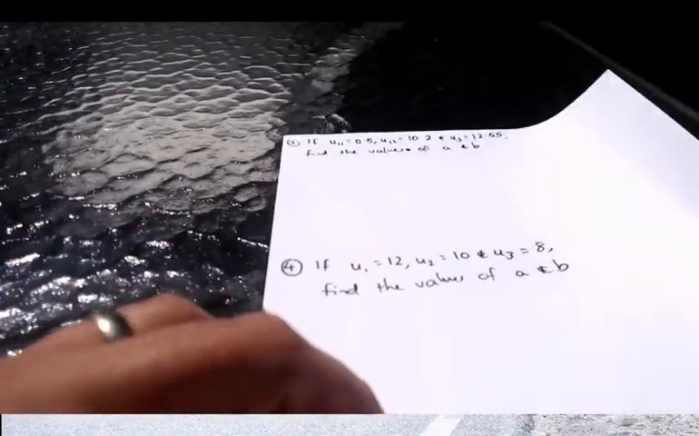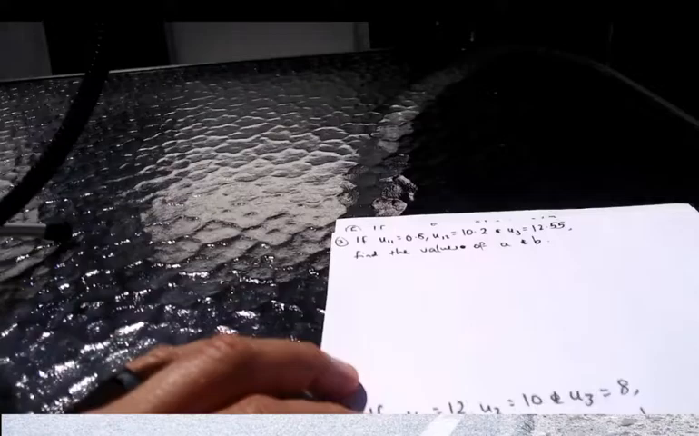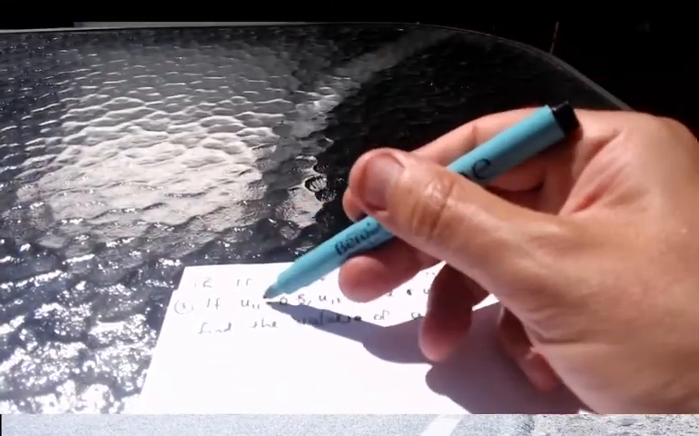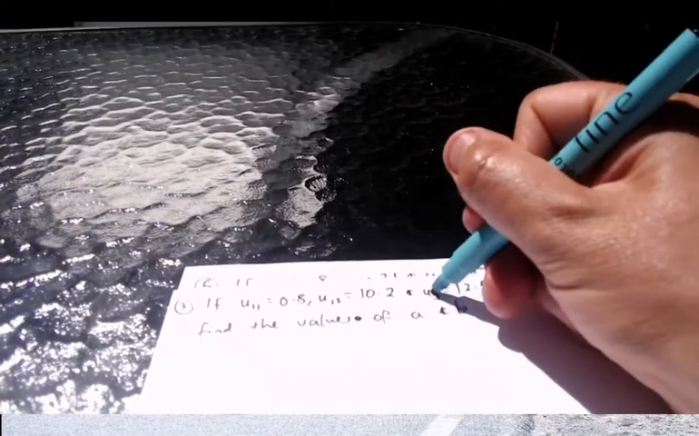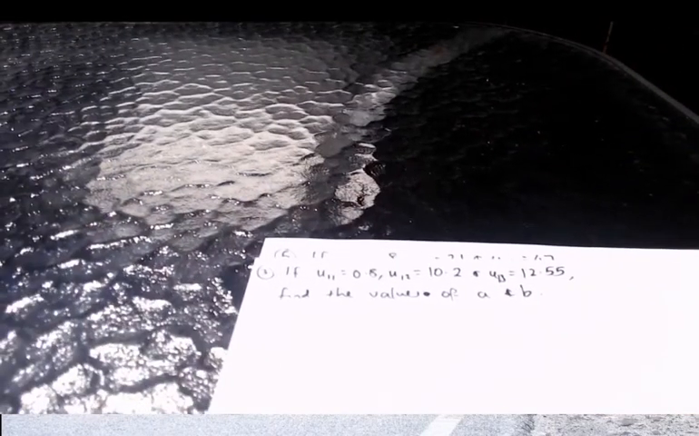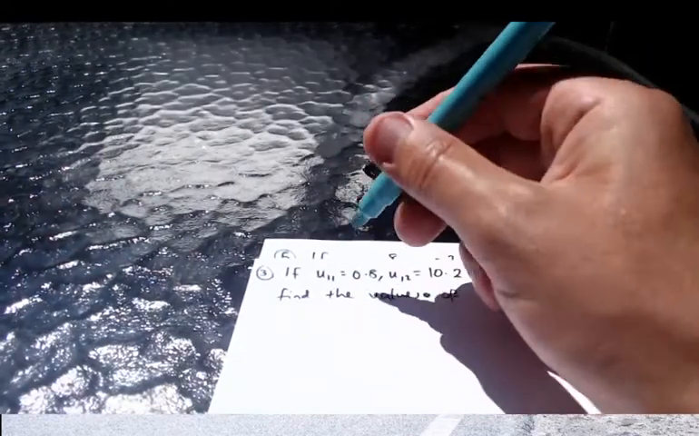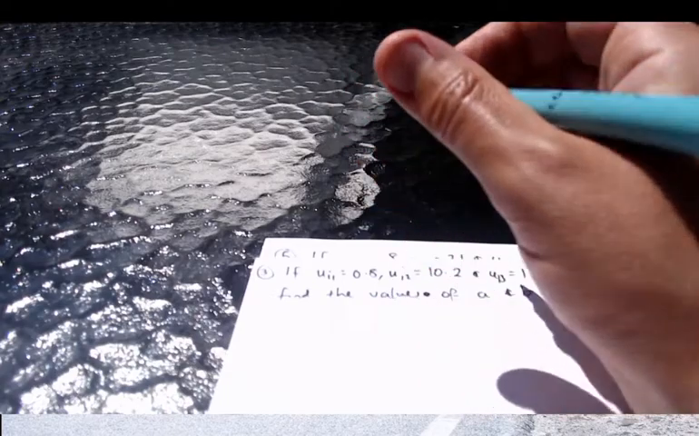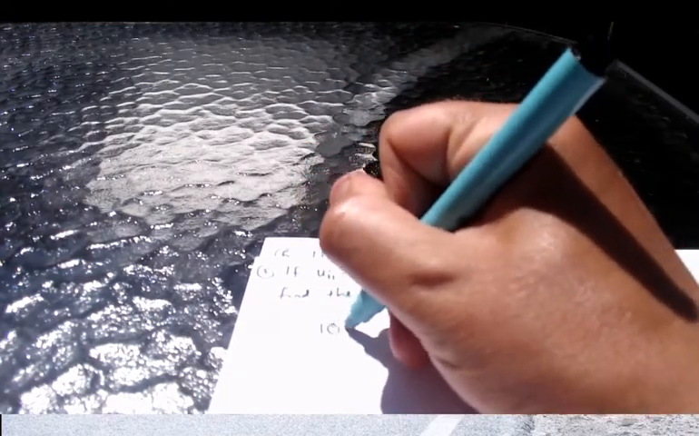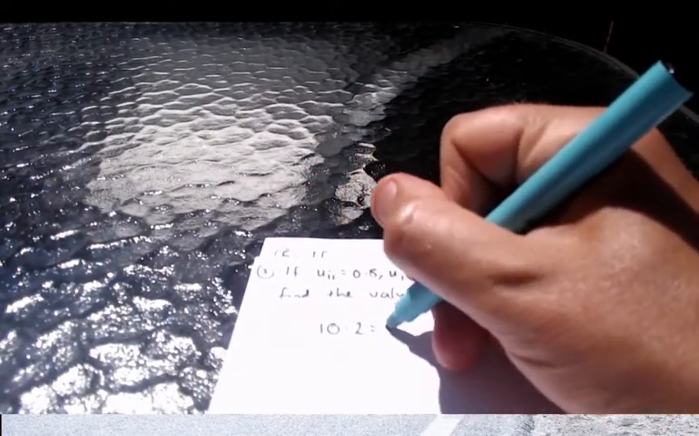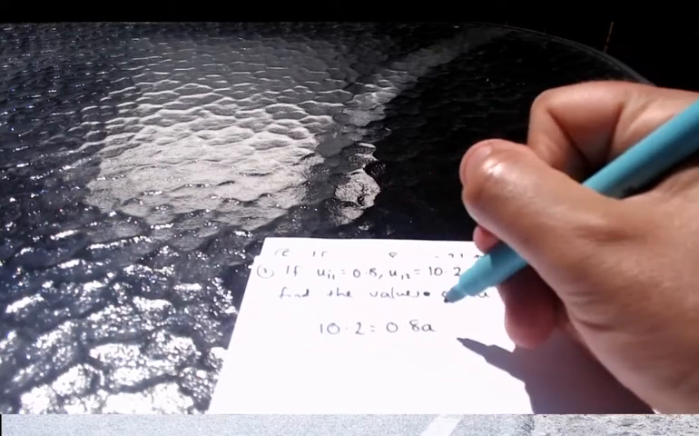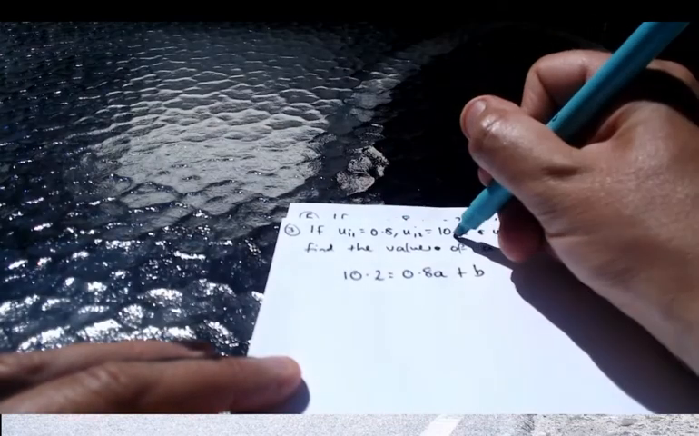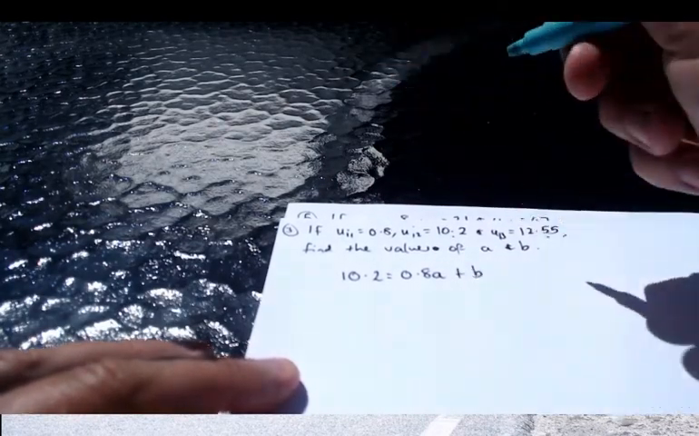Then we'll try another one. So this time I'm changing the recurrence relations, the terms that we've been given. We've got U11, U12 and U13. And I'm going to find the values of A and B. So this time it would be U11, which would be used to get the answer for U12. So 10.2 will equal 0.8A plus B. And then I'm going to use 10.2 to get the answer of 12.55.